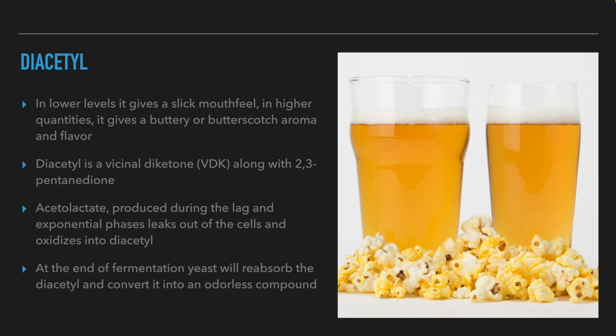What happens is that an acid called acetolactate comes out of the cells during the lag phase and the exponential phase, and when it oxidizes, it becomes diacetyl. At the end of fermentation, the yeast will absorb the diacetyl and convert it into a flavorless and odorless compound.